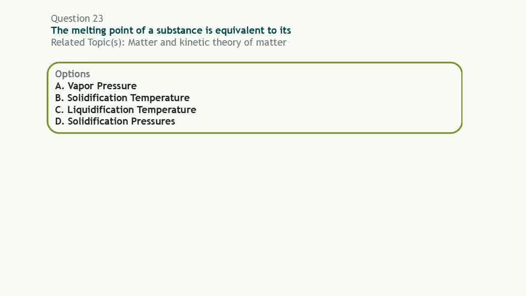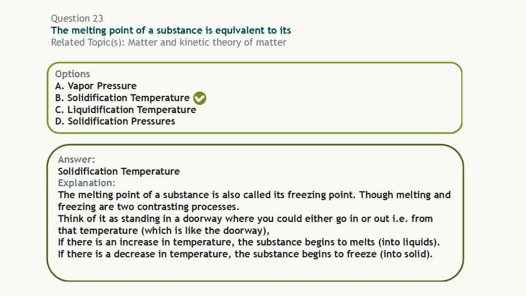Next, the melting point of a substance is the same thing as its freezing point or its solidification temperature. Even though melting and freezing are two contrasting processes, meaning that they are opposite processes, melting is turning from solid to liquid, while freezing is going from liquid to solid.